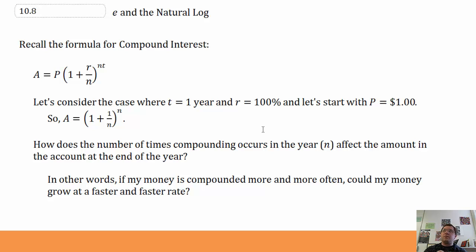So how much more money do I get if my money is compounded weekly instead of monthly? Or how much more money do I get if my money is compounded daily instead of weekly? In other words, if my money is compounded more and more often, could my money grow at a faster and faster rate? Well, let's investigate.